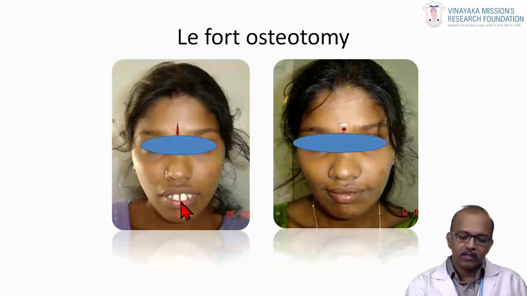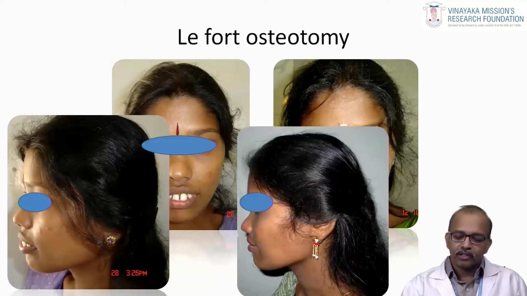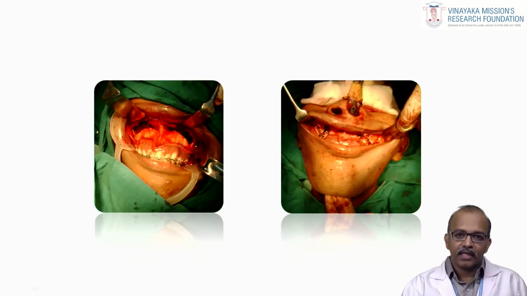So, this is a pre-op picture, this is a post-op picture. This is a pre-op picture and post-op picture profile view. This is one more case, vertical maxillary excess. Le Fort 1 osteotomy was done, down fractured and intruded 6 mm up and stabilized with plates and screws. This is a post-op picture of the patient.